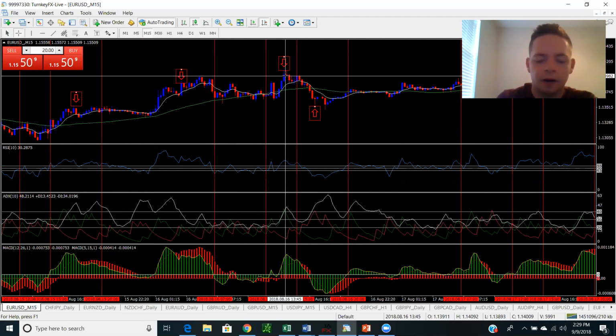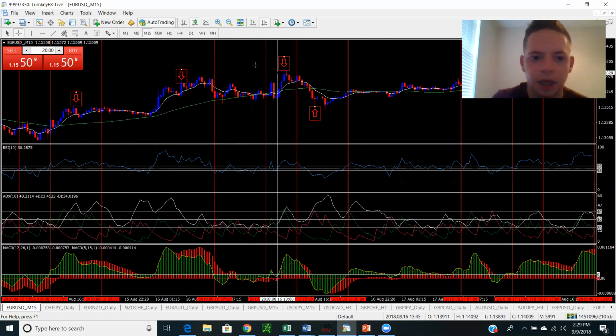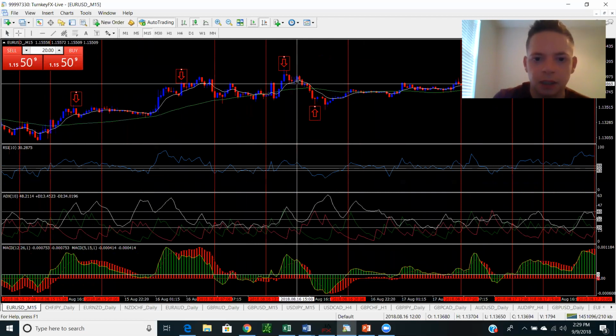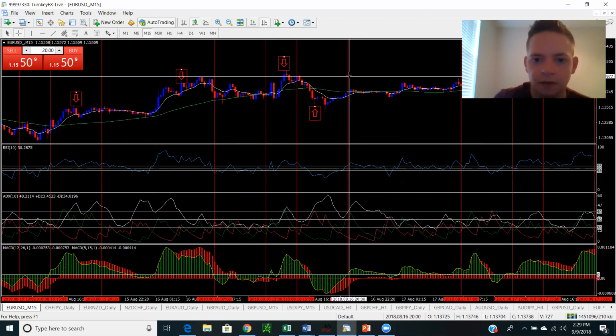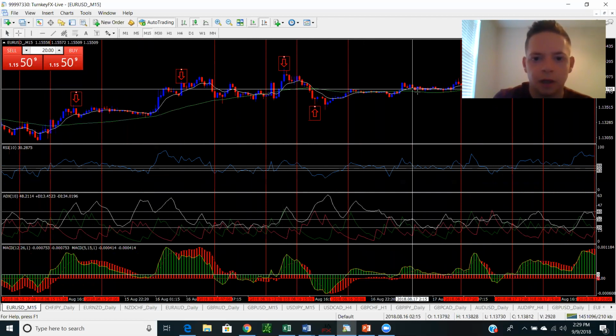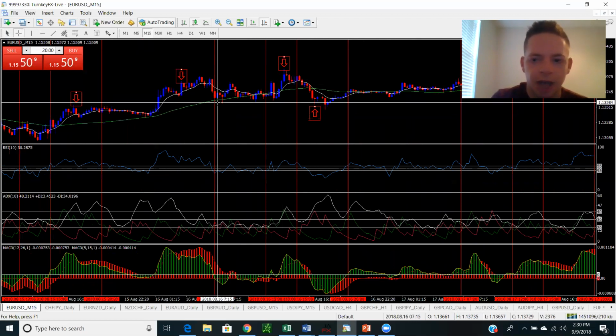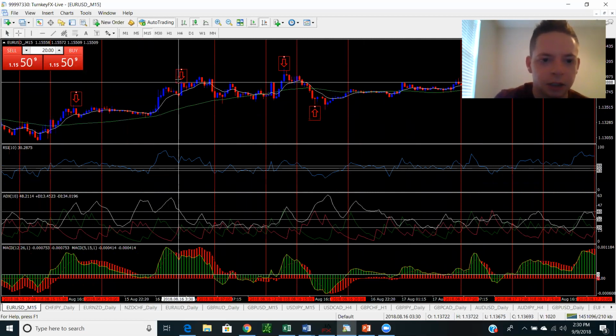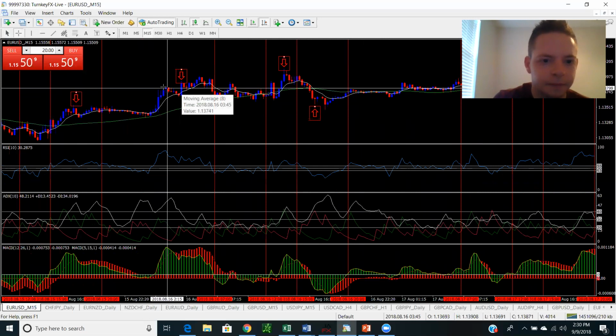And I don't know if I forgot to mention these lines. This is start of London session. This is start of New York session, end of London session, end of New York session. So here's the overlap. Here's before London, here's after New York. So you can see trades happen at all times of day. As long as the ADX is strong, we like that.